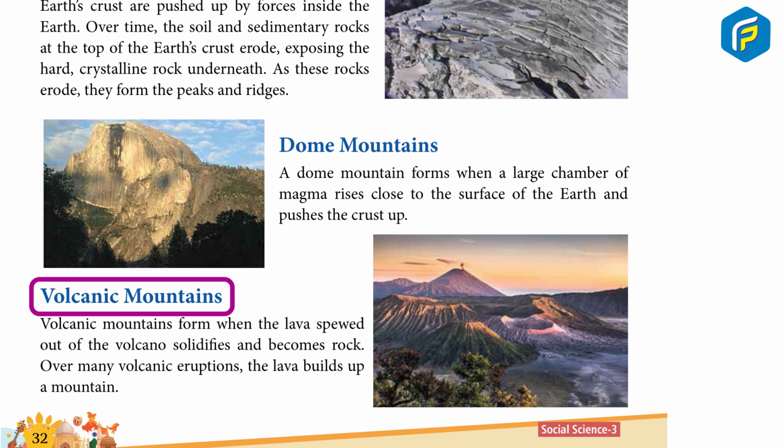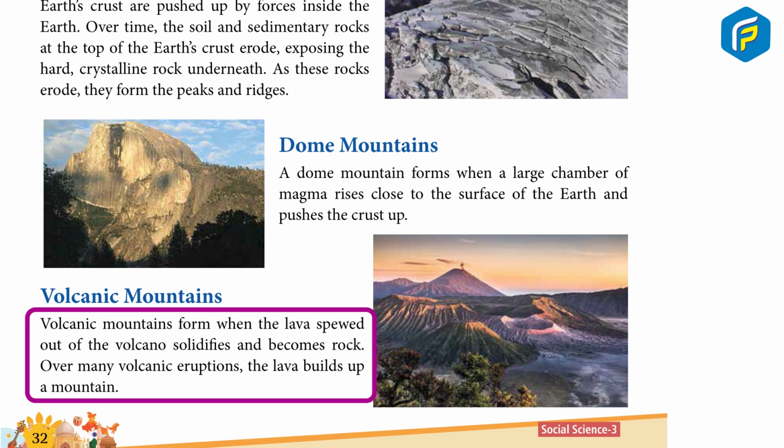Volcanic mountains. Volcanic mountains form when the lava that comes out of the volcano solidifies and becomes rock. Over many volcanic eruptions, the lava builds up a mountain.